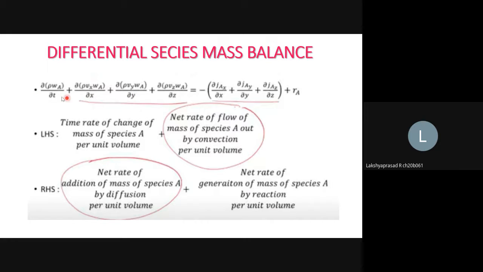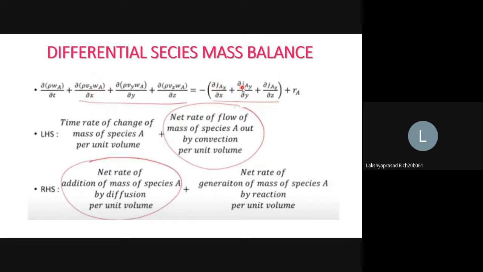Now it will be very easy for you to understand because we have already seen x momentum, mass balance, etc. Here WA is basically, in case of total mass balance, we had 1. In case of x linear momentum balance, we had Vx. So this transient and convection terms are easy to understand. But in the RHS, we have dou by dou x of Jx, dou by dou y of Jy, dou by dou z of Jz. You can understand this from the energy balance.